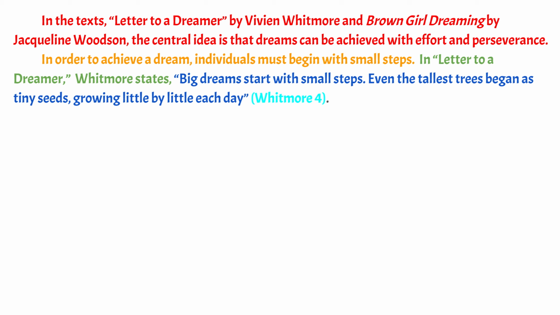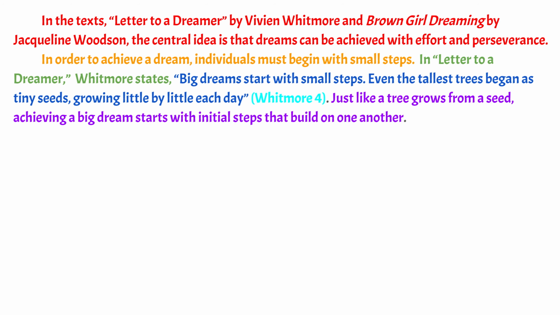But I just used some figurative language with tallest trees and tiny seeds. I want to make sure I at least give a little bit of information. So I'm going to just explain this quickly. It's just going to say, just like a tree grows from a seed, achieving a big dream starts with initial steps that build on one another. And now I'm going to use my quote from Jacqueline Woodson to really explain what that means. But I've proven I understand what the figurative language was, and now I'm ready to bring in my next quote.